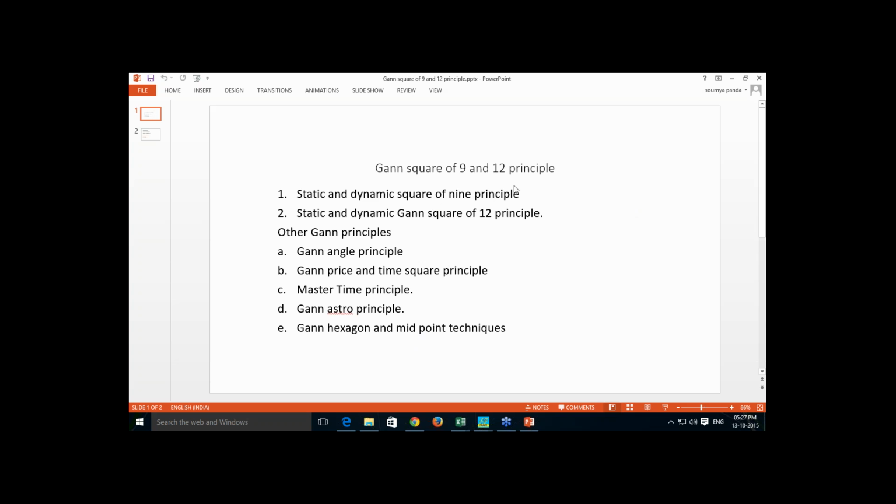So for square of 12, whenever you calculate, you have to take the number of price, say the same 71 that we have seen in the case of Nifty, and divide by 144. So this will be your step. This is how Gann's entire study is arranged.